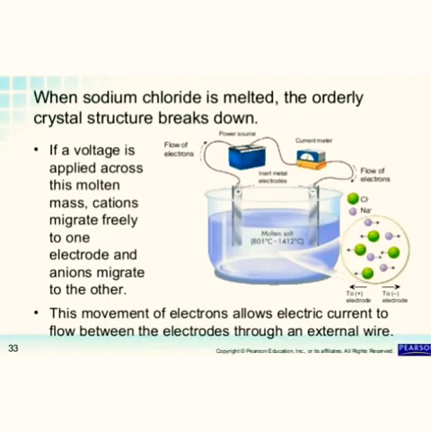What is the reason for the electrical conductivity of sodium chloride solution? When sodium chloride is melted, the orderly arrangement of it breaks down. If a voltage or current is applied across this molten mass, cations migrate freely to one electrode and anions to the other. This movement of ions allows electric current to flow between the electrodes through an external wire. This is the reason for the electrical conductivity of ionic compounds.